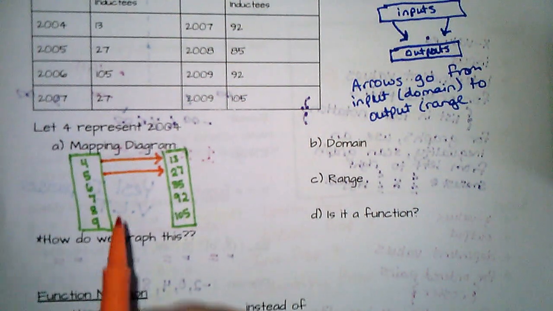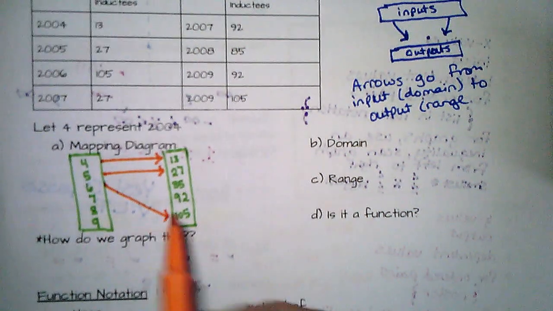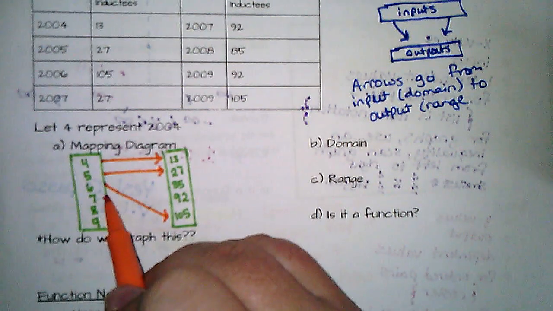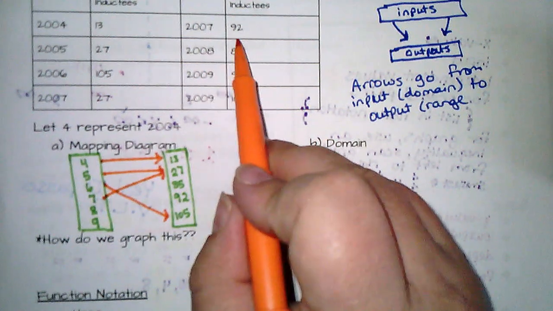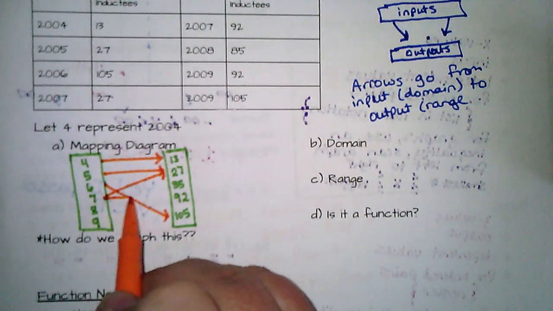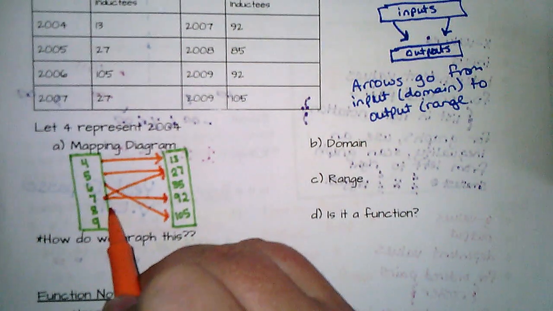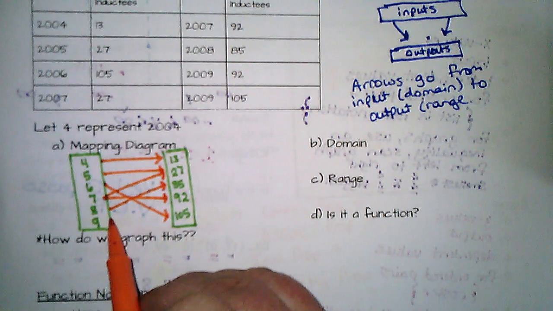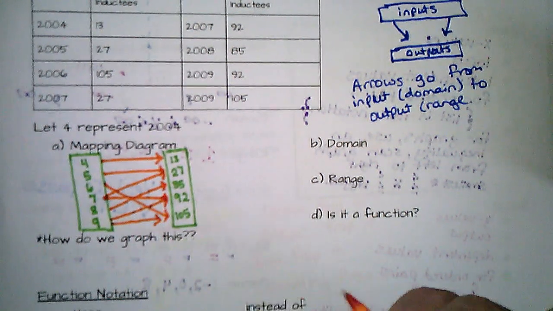2006 is going to break up my pattern. It needs an arrow down to 105. 2007 needs an arrow to 27 as well. And then 2007 again needs an arrow to 92. 2008 needs an arrow to 85. And 2009 needs an arrow to 92 and to 105.